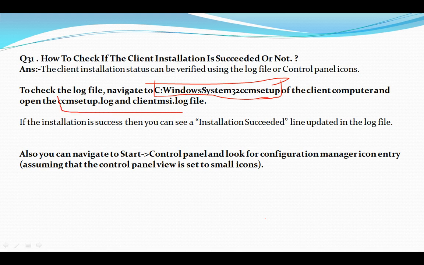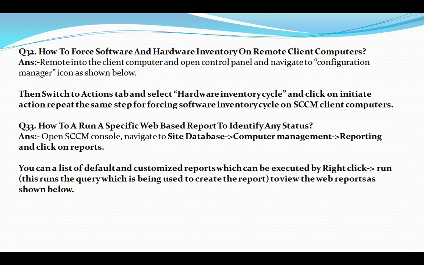You will have to check two files here: client.msi.log and this setup log file. You will find it definitely. If the installation has succeeded, you can see an installation succeeded line in the log files. It will show you installation succeeded. Also, you can navigate to Start, Control Panel, look for the Configuration Manager icon entry. So these are the methods you can use to verify. It will give you the information in your SCCM console also.